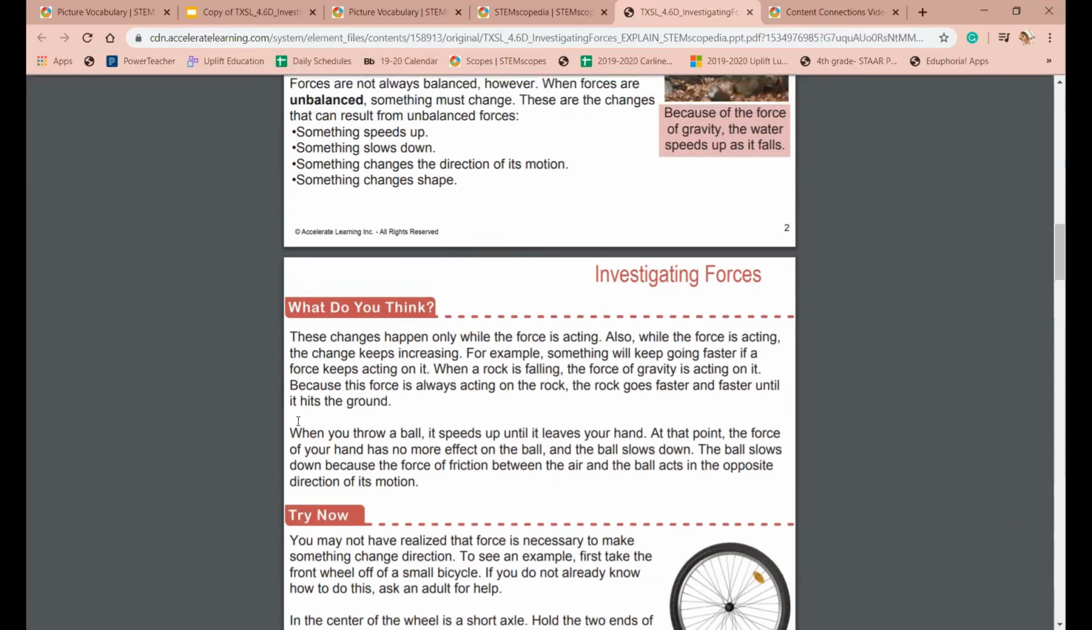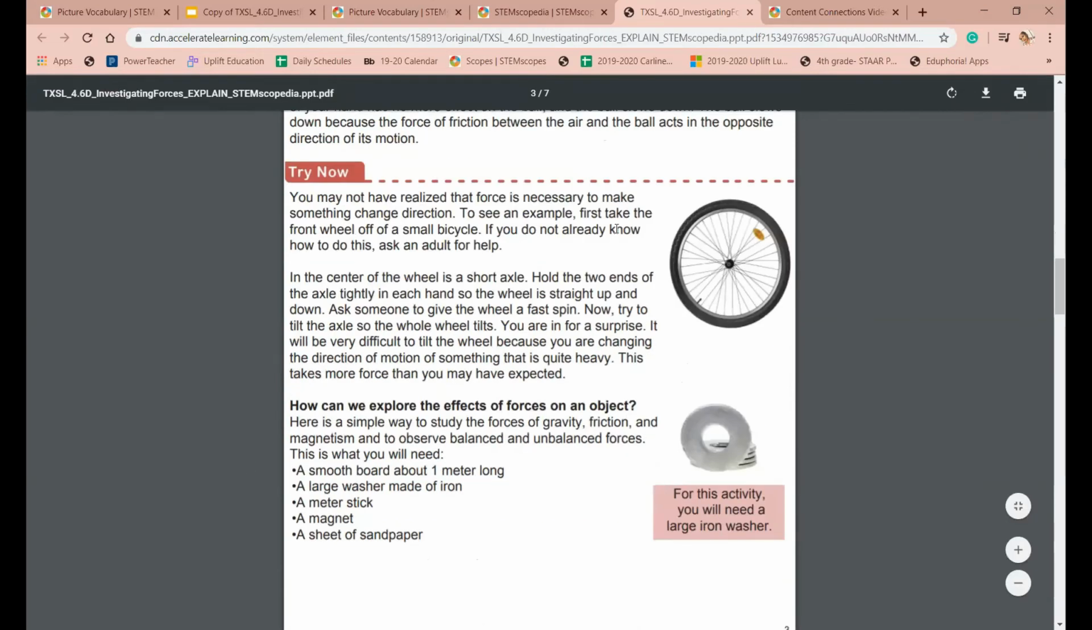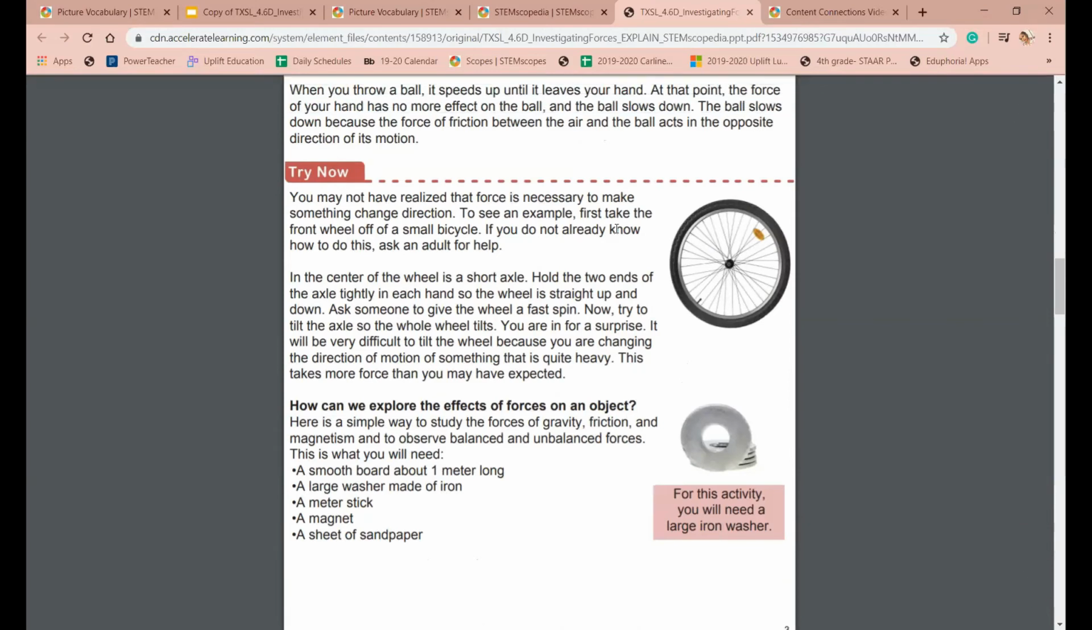At that point, the force of your hand has no more effect on the ball, and the ball slows down. The ball slows down because the force of friction between the air and the ball acts in the opposite direction of its motion. So you may not have realized that force is necessary to make something change direction.